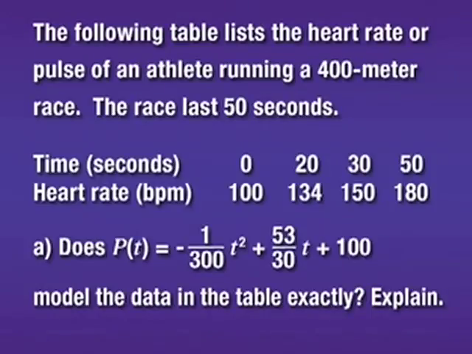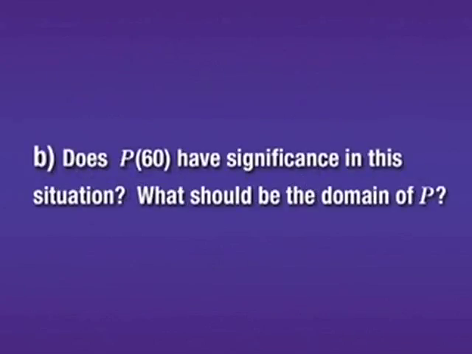150, 180. Part A. Does P of t equals negative 1 over 300 times t squared plus 53 over 30 times t plus 100 model the data in the table exactly? Explain. Part B. Does P of 60 have significance in this situation? What should be the domain of P?